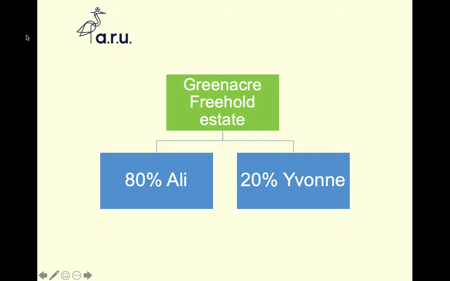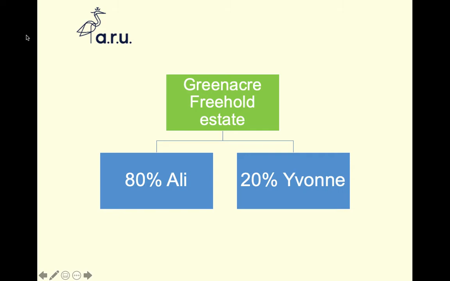So we will have Ali as the freeholder and Yvonne as a beneficiary of the estate because she's put in that 20% hold in the land, and we have to recognise that that's what an interest is. So the estate will rest with Ali. Ali will have a form of legal estate.